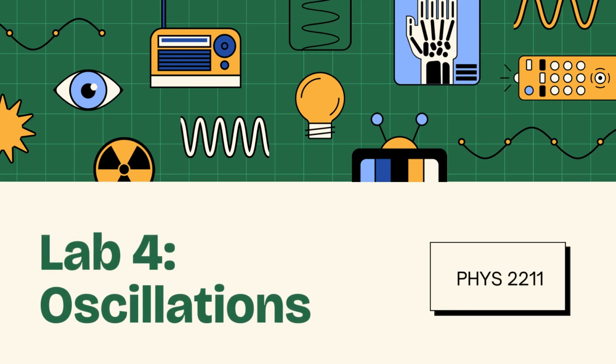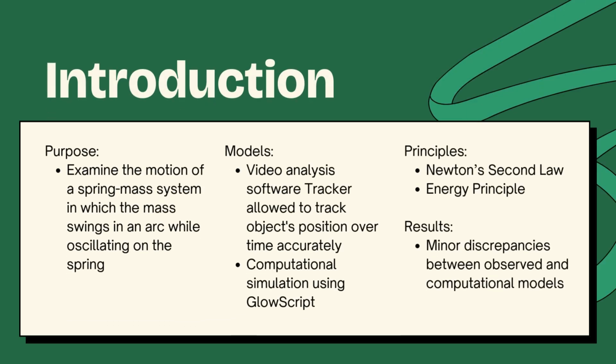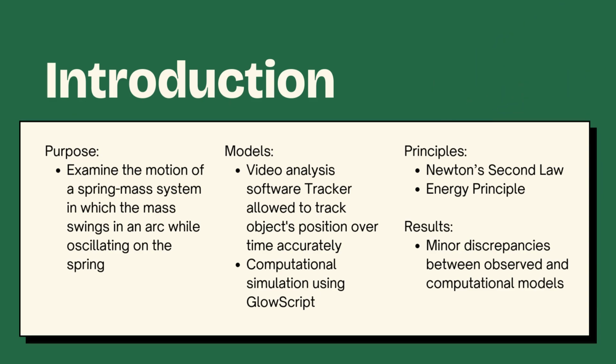Okay, this is lab 4 for Physics 2211 on oscillations. So the purpose of this lab was to examine the motion of a spring mass system in which the mass swings in an arc while oscillating on the spring.